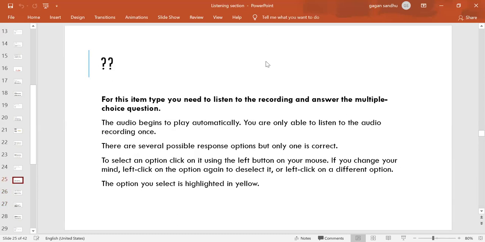Let me just pause it for a while and I'll show you a few questions quickly. And last we will be doing select missing word. Okay, so first we'll be doing the multiple choice, multiple answer.